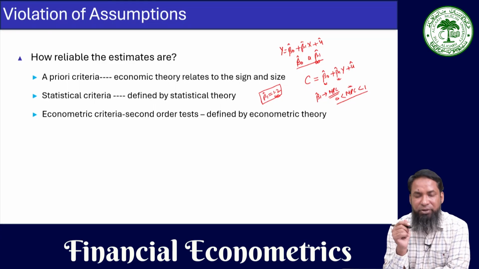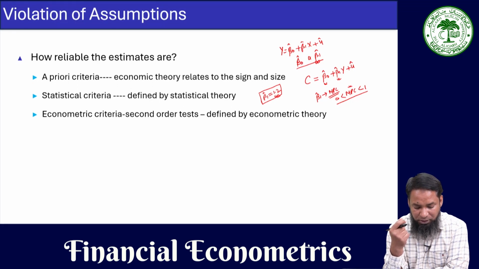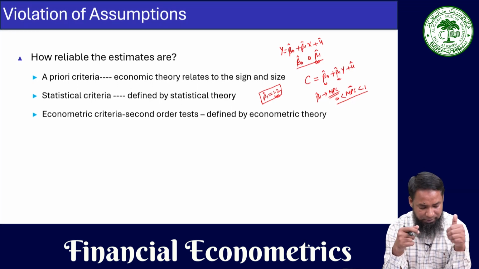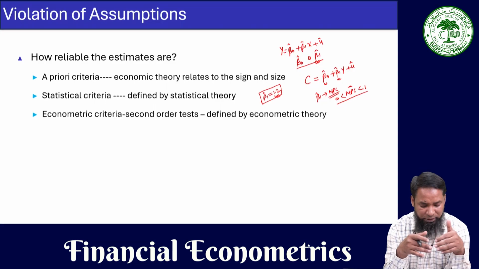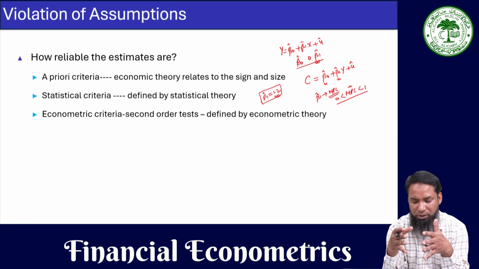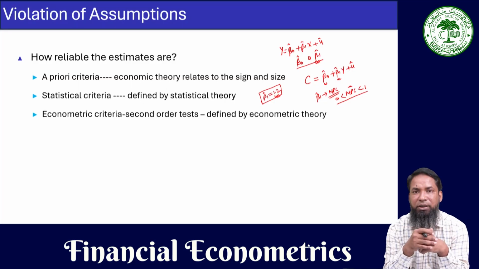The second criteria we use is the statistical criteria, defined by statistical theory. For example, we use the standard error or the t-statistics to test the significance of the parameters. Then the third criteria is the econometric criteria, which is known as the second order test, defined by econometric theory.